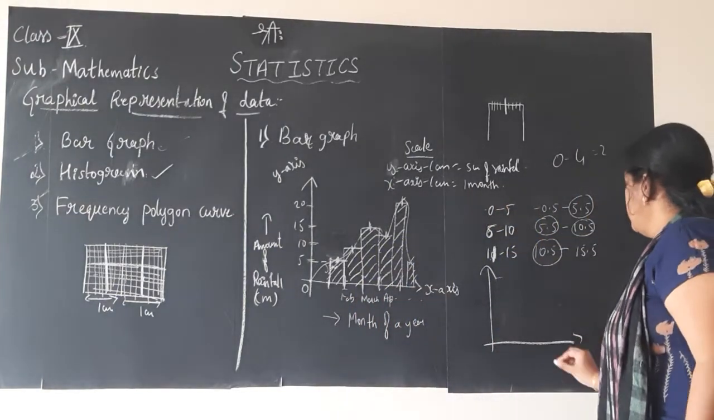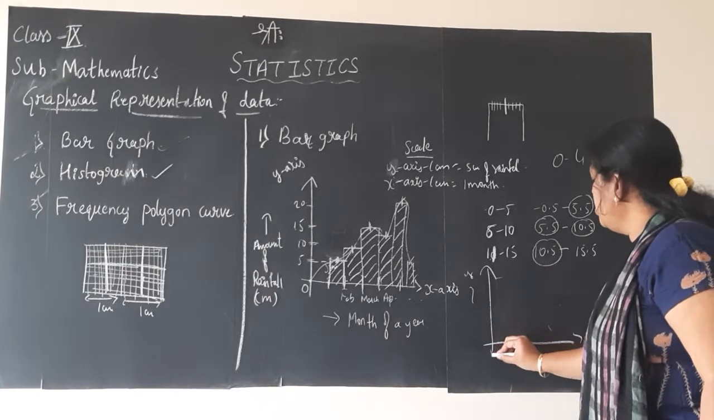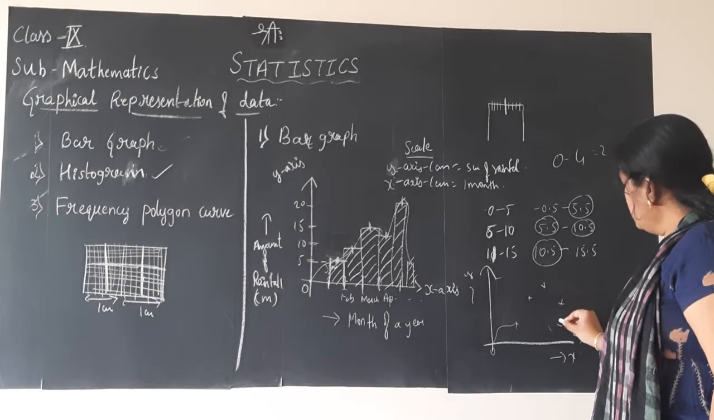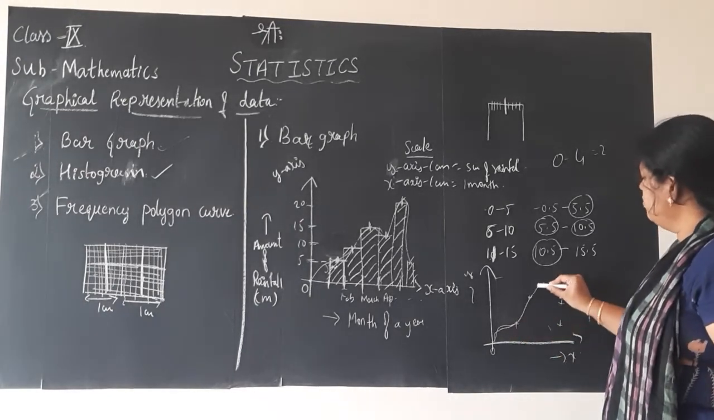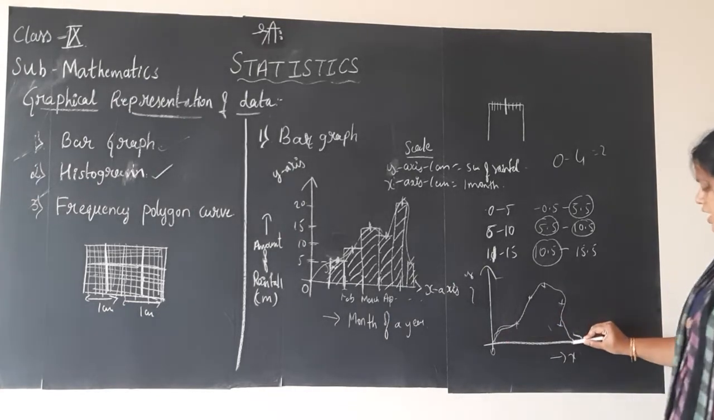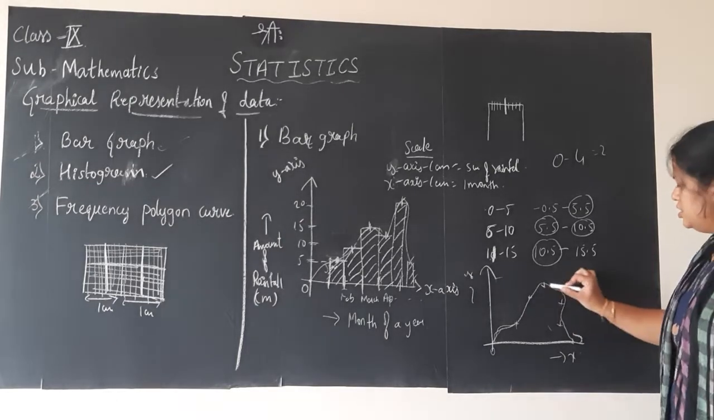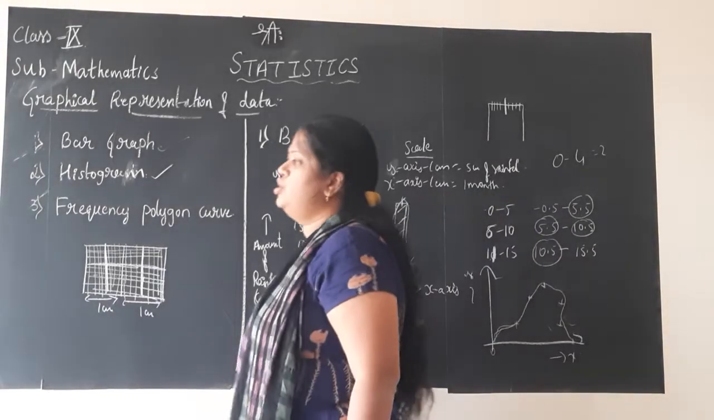the same x-axis, y-axis will be there, children. This is y, this is x-axis. Taking from the origin, like you plot a graph, in that way you will have to mark the points like this and join them with free hand. Okay, it should start from origin and the end point should touch the x-axis line. Like this you can draw the frequency polygon curve without drawing a histogram.